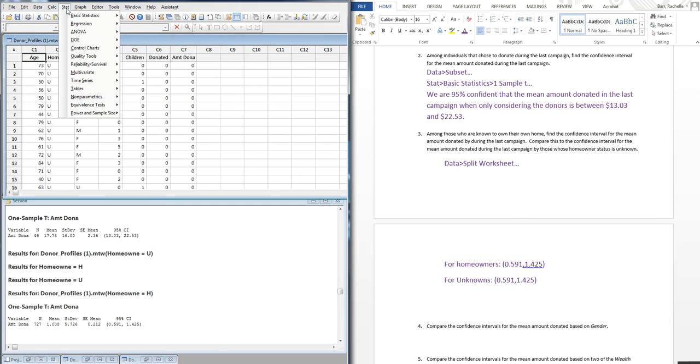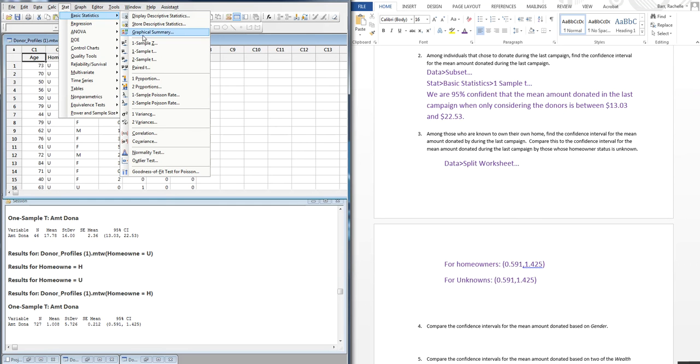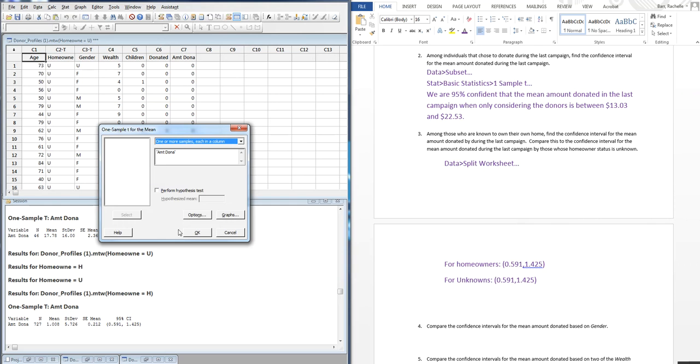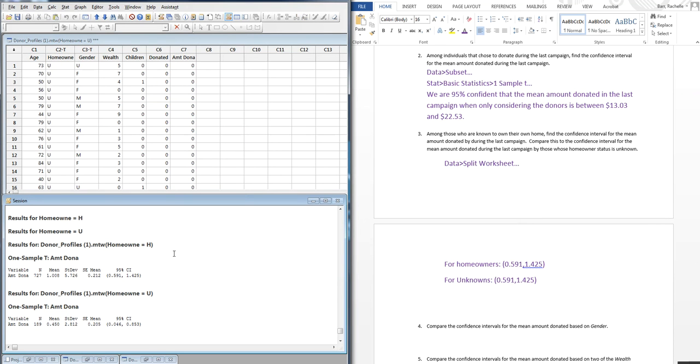So I'm going to go back to Stat, Basic Statistics, and down to One-Sample T to produce my confidence interval. I'm using the same settings, so I'm just going to hit OK, which is a little shady on my part, but I'll be all right. 0.46, and 0.853. So a couple things to notice.